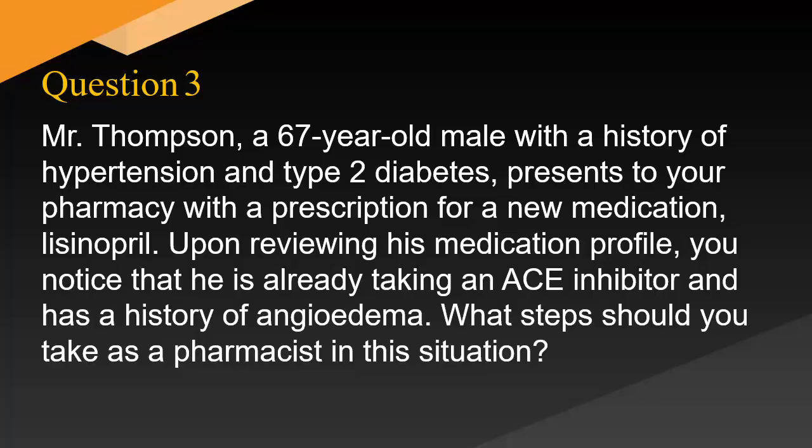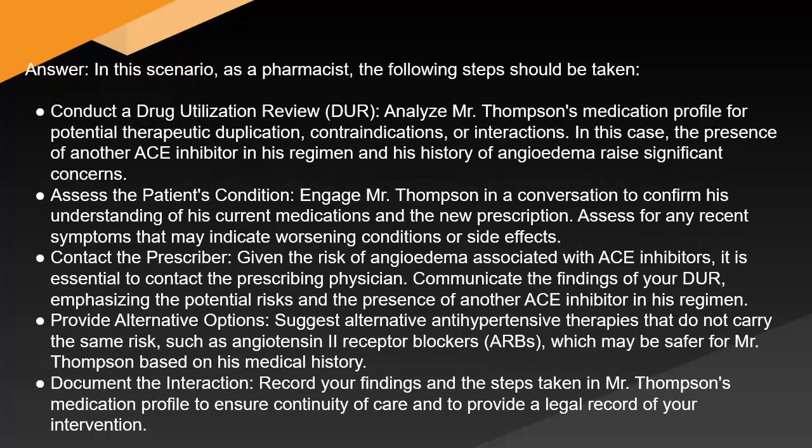Mr. Thompson, a 67-year-old male with a history of hypertension and type 2 diabetes, presents to your pharmacy with a prescription for a new medication. Upon reviewing his medication profile, you notice that he is already taking an ACE inhibitor and has a history of angioedema. What steps should you take as a pharmacist in this situation? Answer: In this scenario, as a pharmacist, the following steps should be taken.